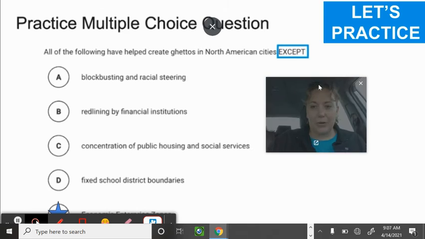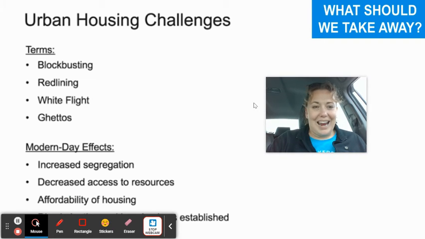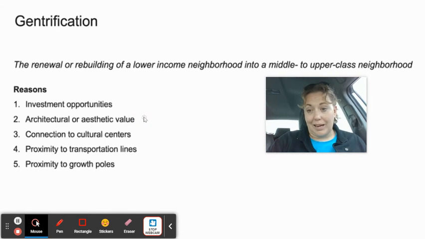Okay, practice question for you there. Okay, takeaway: blockbusting, redlining, white flight, ghettos. All things that are happening in cities and that are becoming direct effects of those. And the modern effects today: increased segregation, decreased access to resources, and the affordability of housing has gone down.